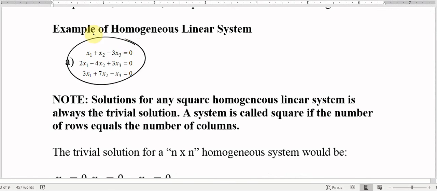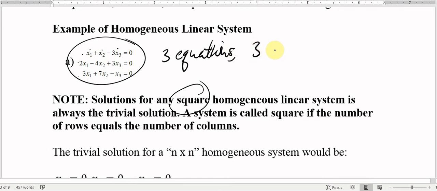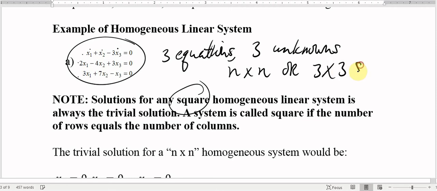If the system is square, and what we mean by square is that the number of equations equals the number of variables. So if I have three equations, and here we have three unknowns or variables, then we say that this is an n by n or a 3 by 3 system. So we say here that the system is square, not that it's some a square, but the number of equations or the number of rows equals the number of unknowns or the number of columns. If we have a square homogeneous system, then we always get the trivial solution.